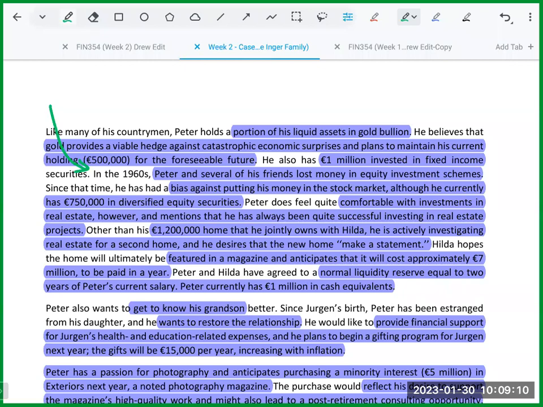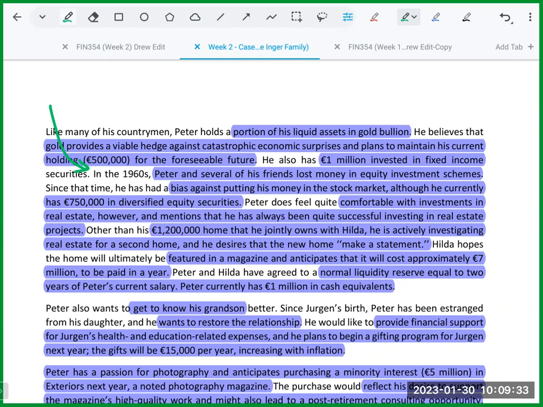Remember when we talk about gold, we say that it is a safe haven investment. We say that it helps to hedge against inflation. So yeah, it's pretty good, right? But of course, whether this 500K is substantial, we need to calculate the total investment portfolio that he has.